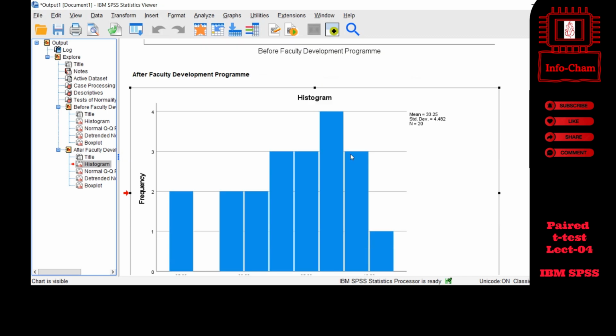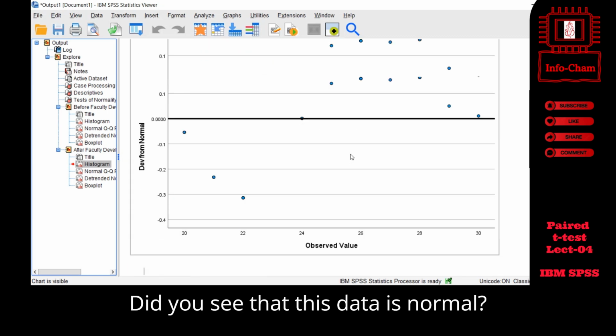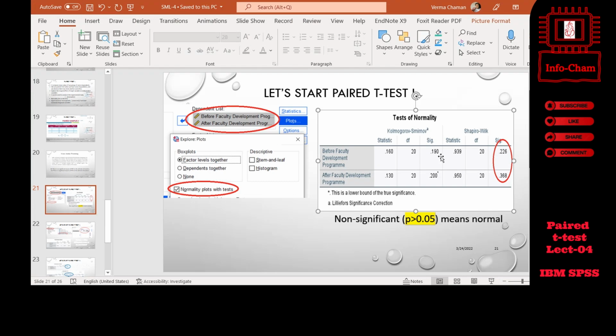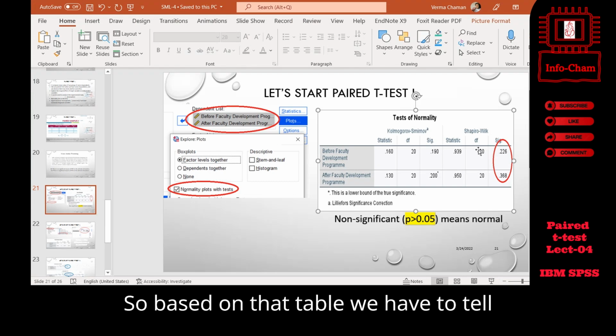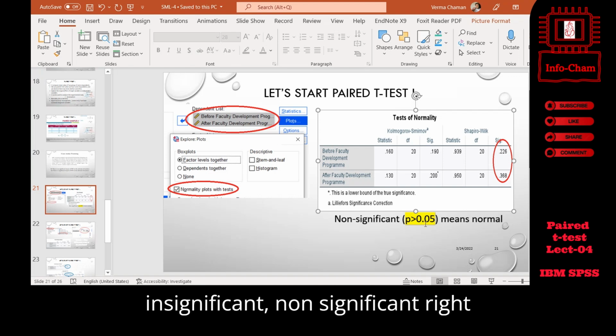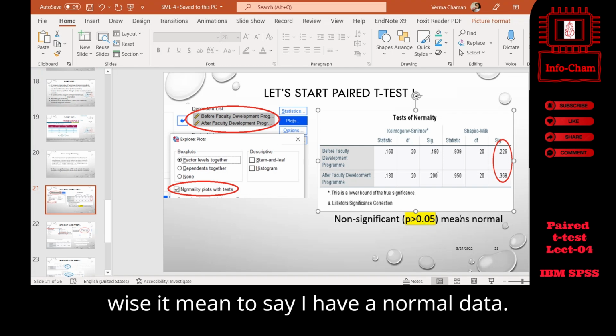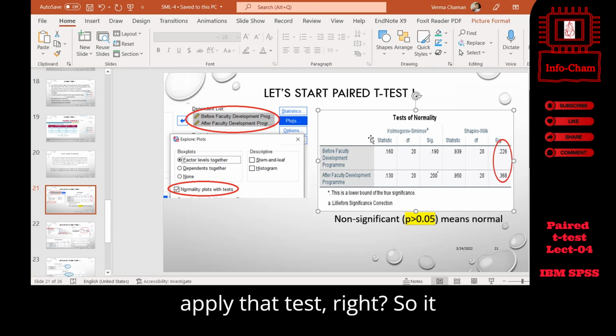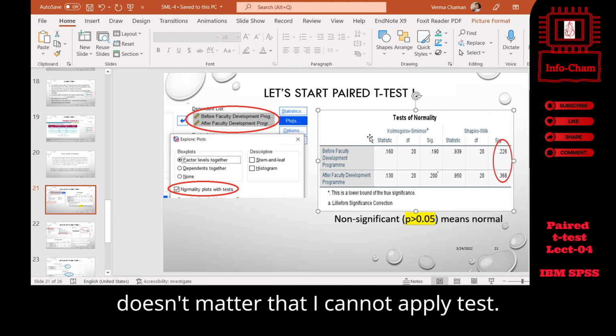So do you understand? Did you see that this data is normal? But I will follow that table. Based on that table, we have to say that the p-value is greater than 0.05. It means insignificant, non-significant, right? It means I have normal data. If the data were not normal, we should not go for the parametric test; I could not apply that test, right?